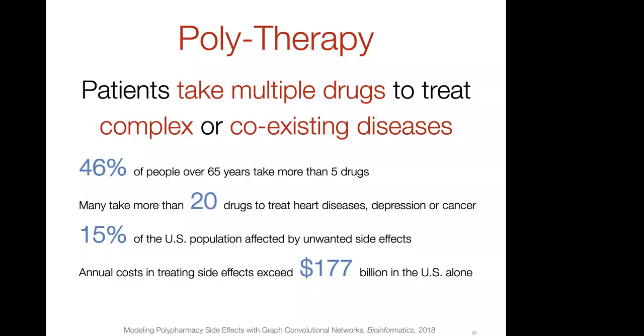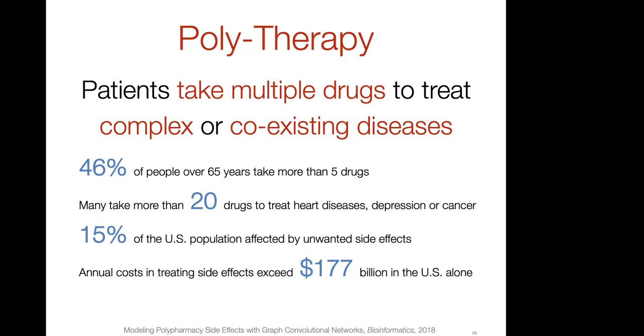So the motivating example and biomedical application for this case was the importance and challenge of polytherapy and drug combinations, which is motivated by the observation that many patients take multiple drugs at the same time to treat complex diseases or coexisting diseases. The statistics are that 46% of people over 65 years take more than 5 prescription drugs at the same time to treat those diseases. It's not uncommon to encounter patients that take 20 drugs or more to treat heart diseases, depression, cancer.